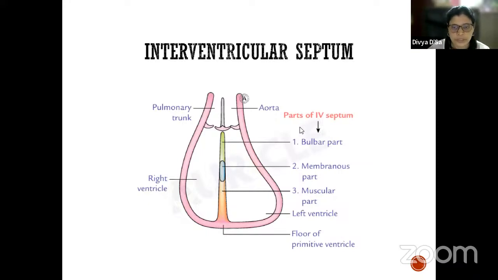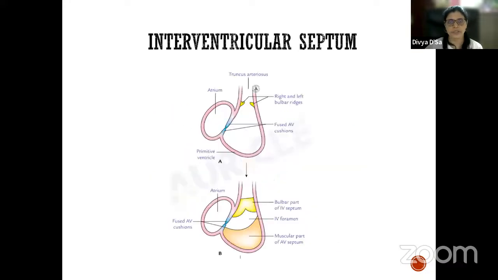Basically, the interventricular septum has three parts: the bulbar part, the membranous part, and the muscular part. All three are derived from different sources. The first to develop will be the muscular part of the interventricular septum. So how does it develop? What happens here?